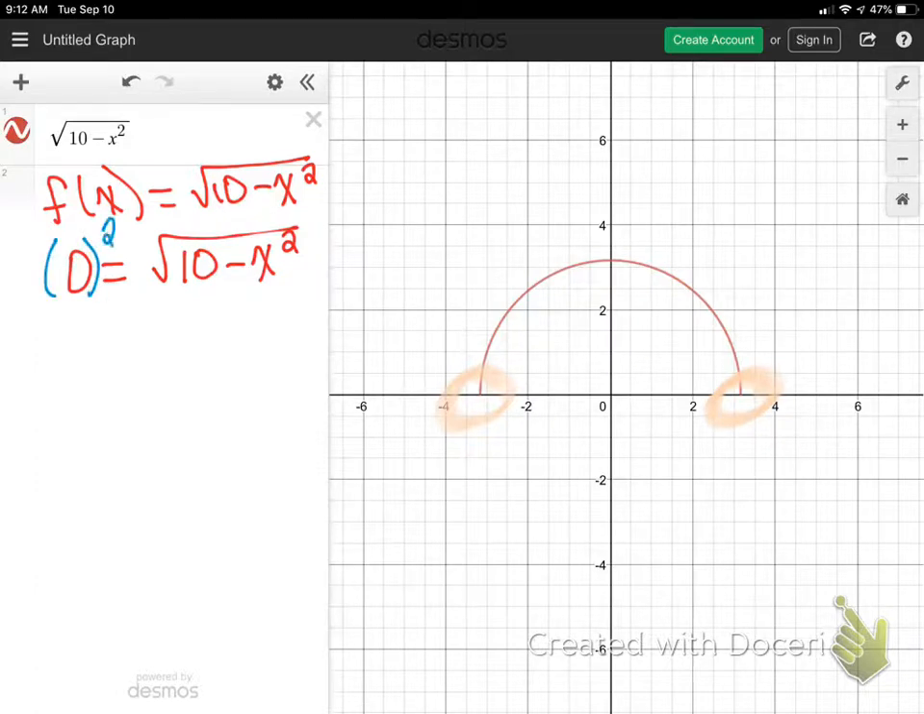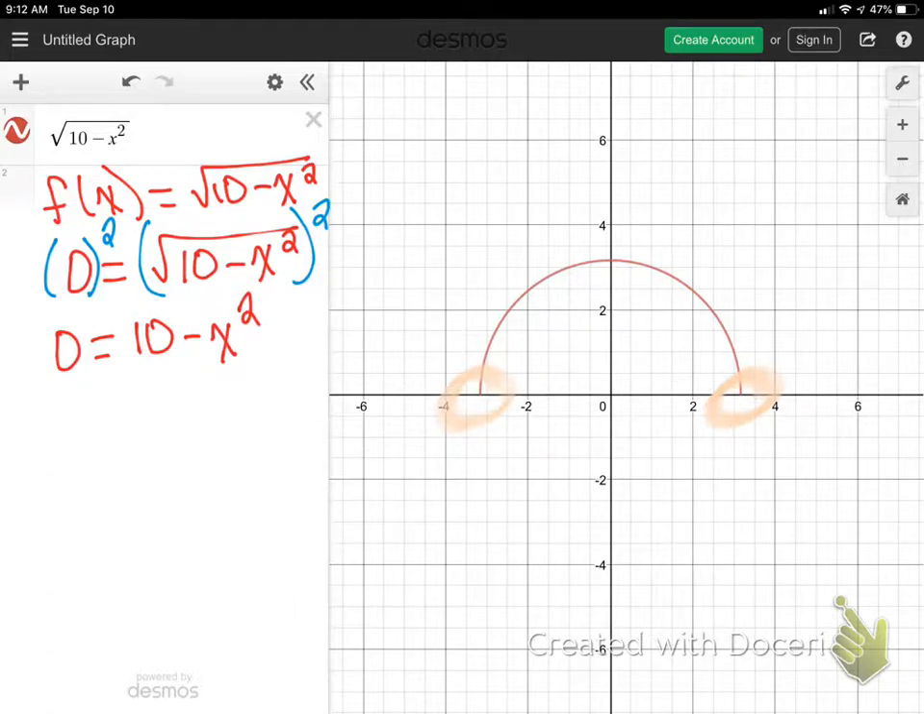I'm going to square 0 and I'm going to square this. When I square 0, I just get 0. What happens when I square the square root of 10 minus x squared? The square root's gone. So I'm just left with what's inside. So now I have 0 equals 10 minus x squared. And you know how to solve this.